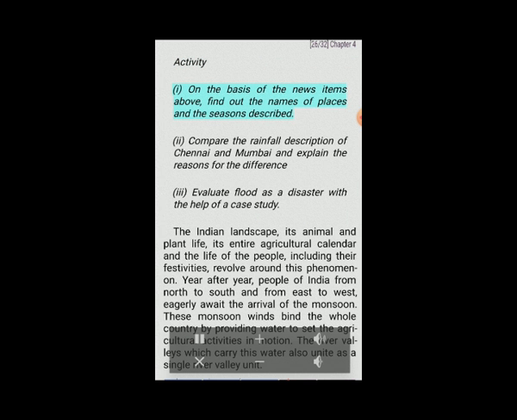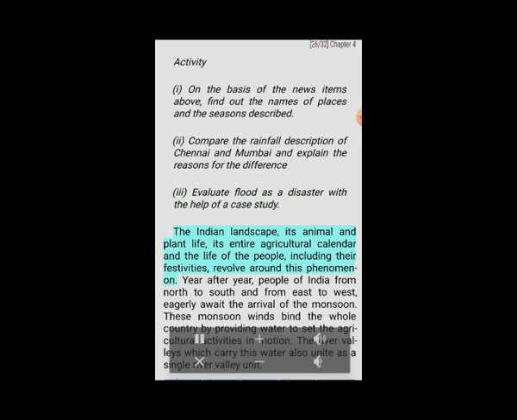Activity. On the basis of the news items above, find out the names of places and the seasons described. Compare the rainfall description of Chennai and Mumbai and explain the reasons for the difference. Evaluate flood as a disaster with the help of a case study.